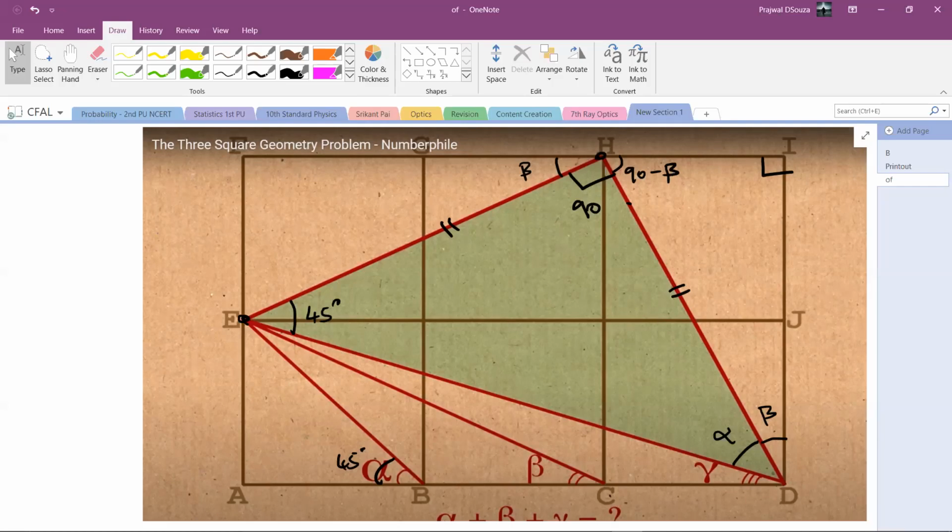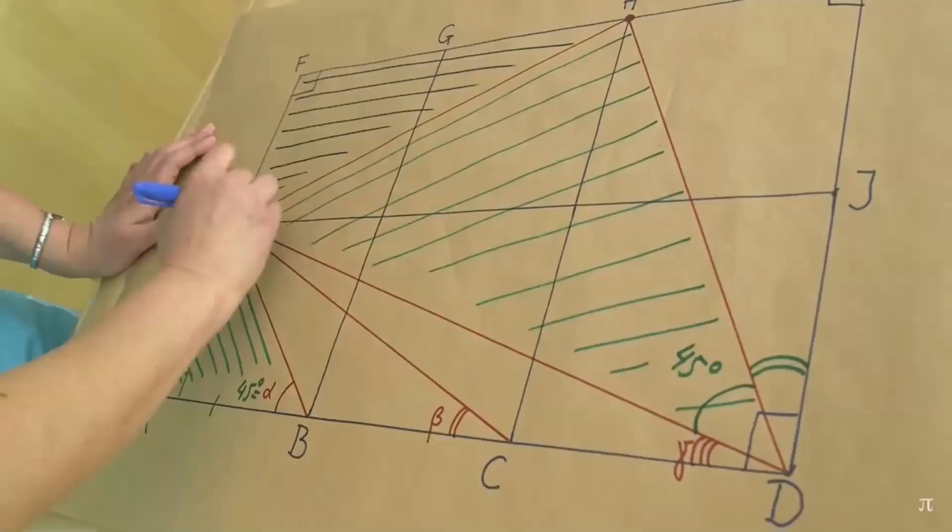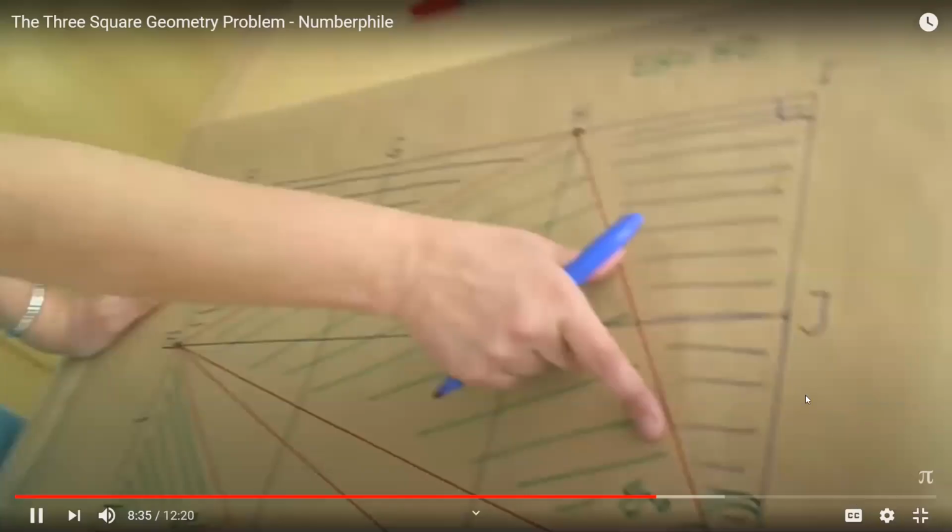So I'm going to mark them in blue. So these two sides are hypotenuses of two right triangles. But I recommend this one next, okay?